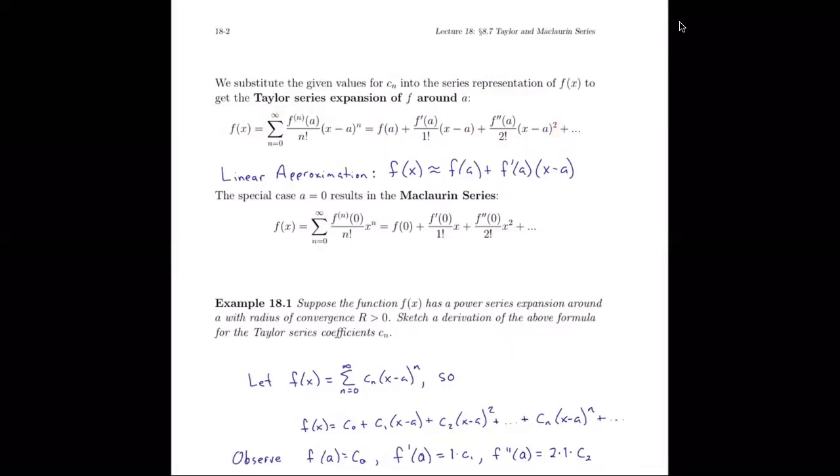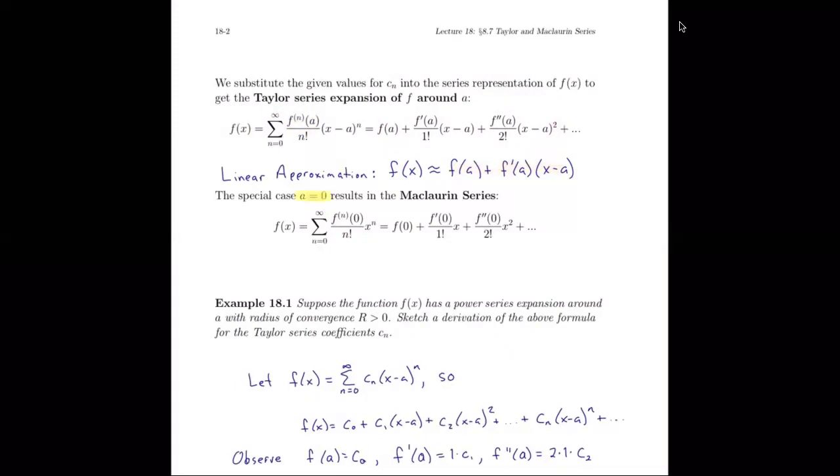Now, what are Taylor and Maclaurin series? Well, they're power series, just with coefficients given as this. So this is a Taylor series expansion of f around a. In other words, it's this arbitrarily long approximation of f. It's the extension of the linear approximation.